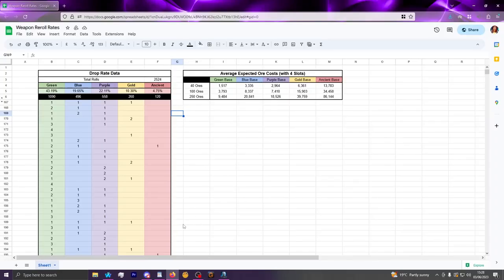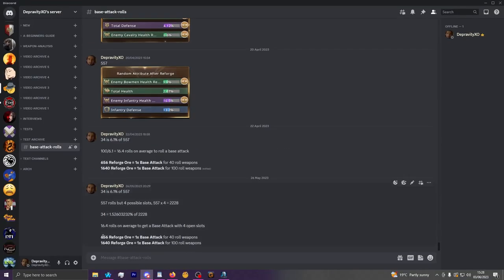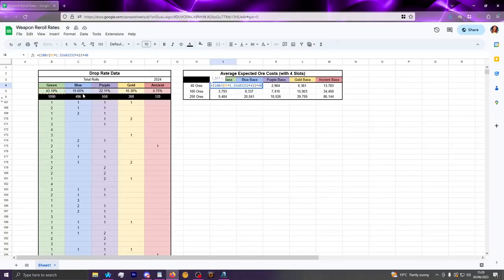So I basically made a chart here which uses the exact same formula that I used to find the drop rate here and then the expected costs down here, except it also takes into account the drop rate percentages of the rarities of the rerolls as well.